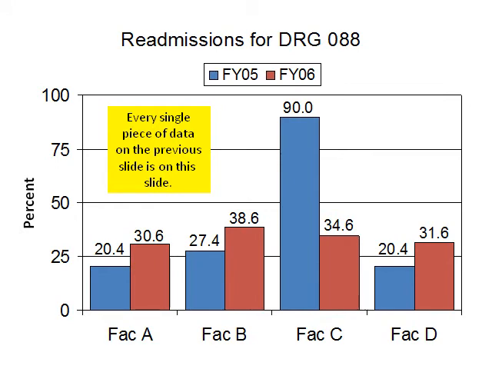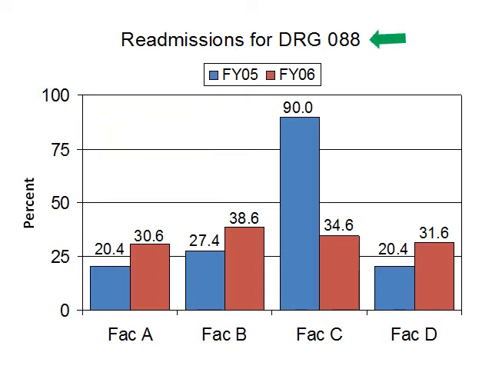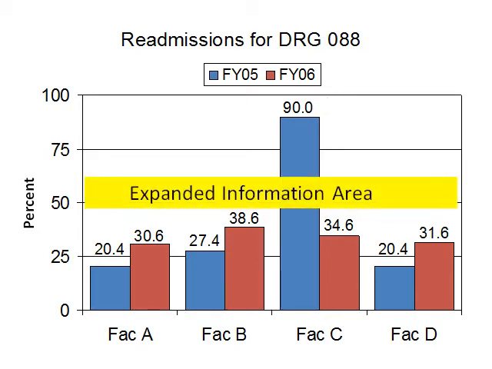Every single piece of data on the previous slide is on this slide, except, of course, for the countertop border. What's changed? The title uses a smaller font and therefore fits on one line. The legend is placed above the graphic instead of to the right side of the graphic. And the data values, instead of being placed in the table below the graphic, are incorporated in the graphic itself. These changes result in an expanded information area.